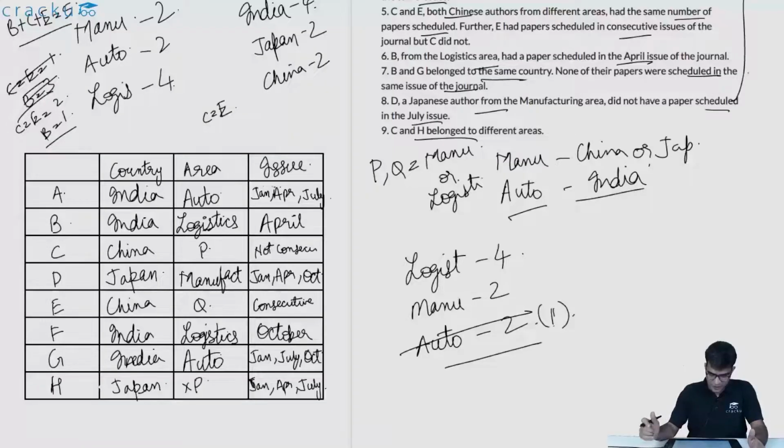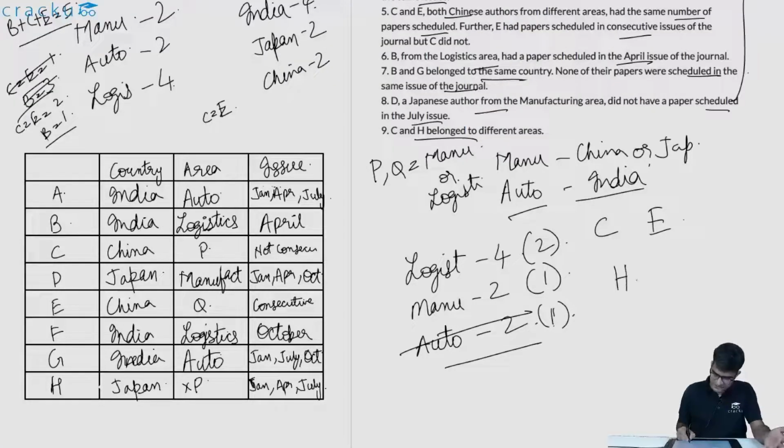We have identified 2 people in logistics. So we need to identify 2 more people in logistics. And we have identified 1 guy in manufacturing. So we need to identify 1 more guy in manufacturing. So we need to identify the area for 3 people. And who are these 3 people? One of them has to be C, one of them has to be E, and one of them has to be H.